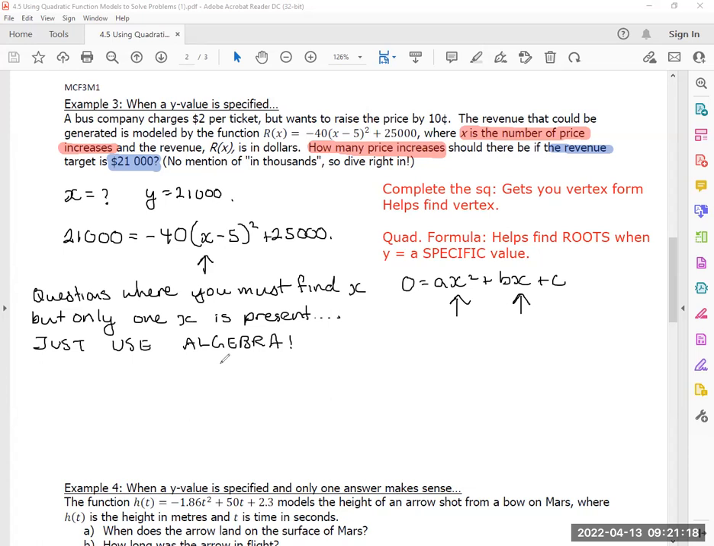We're just looking back at a yesterday sheet, just continuing on with example 3. Questions where you must find x, but only one x term is present. Just use algebra. A little messy. Should I type this up? Must find x, but only one x term is present. Just use algebra.